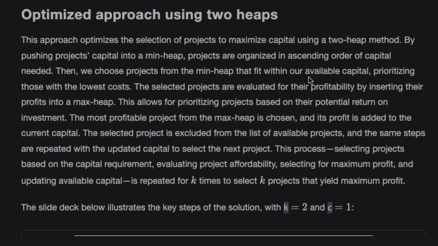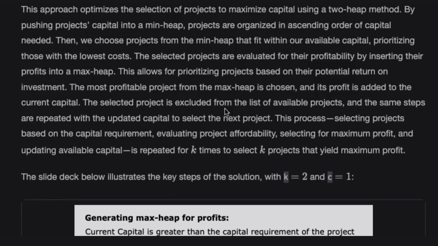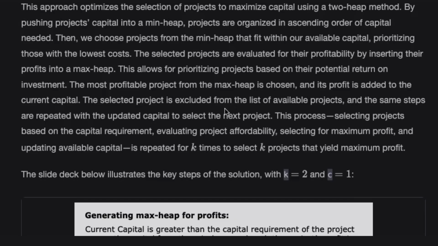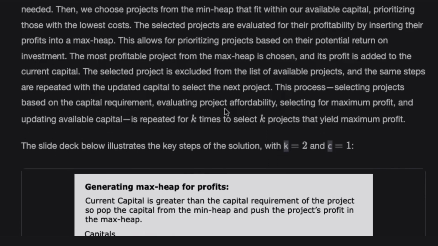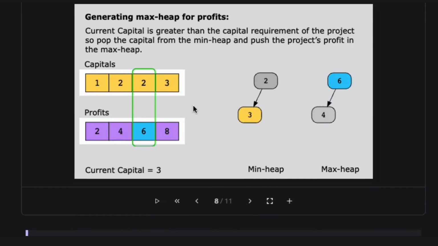The selected projects are evaluated for their profitability by inserting their profits into a max heap. Okay. This allows prioritizing projects based on their potential return on investment. So we want to prioritize the project based on the highest profits at the lowest capital, if I'm correct. So selected project is excluded from the list of available projects, and the same steps are repeated. Okay, so let's see what's going to happen here. So we kept 6 inside here.